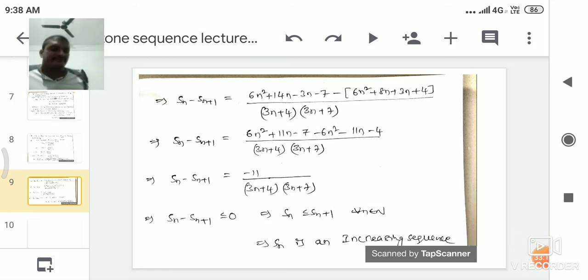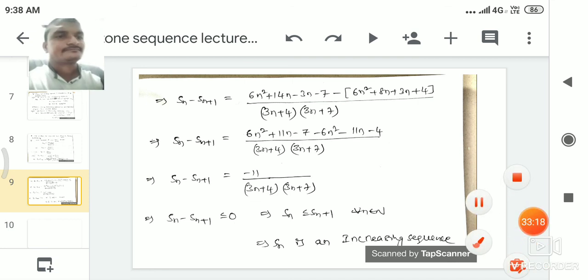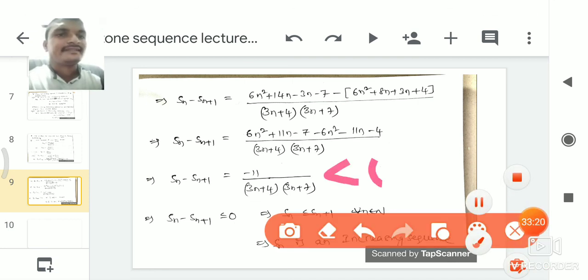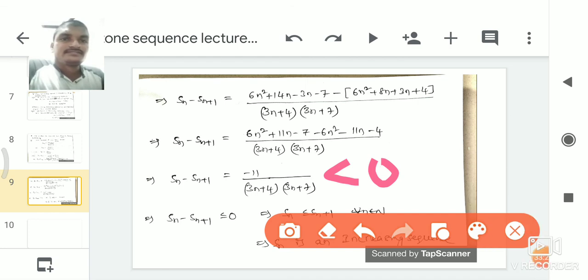Minus 11 is always less than 0. That means here we get Sn - Sn+1 ≤ 0. That implies Sn ≤ Sn+1. So the given sequence Sn is an increasing sequence.